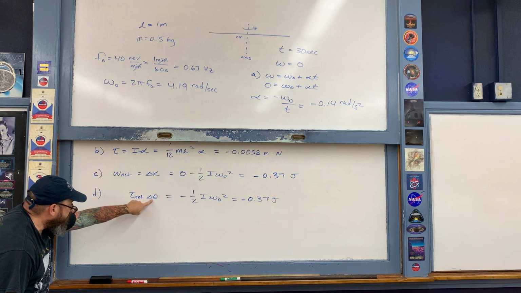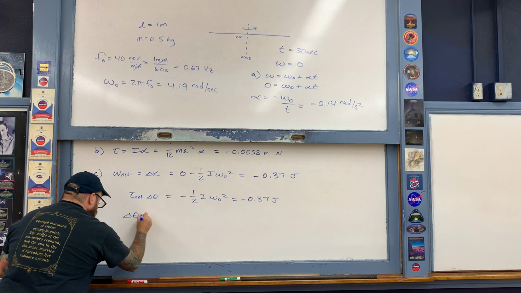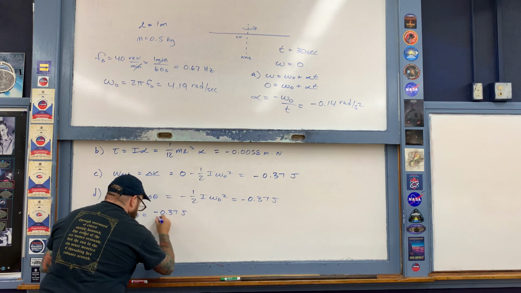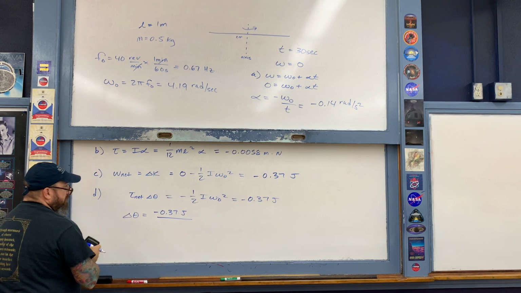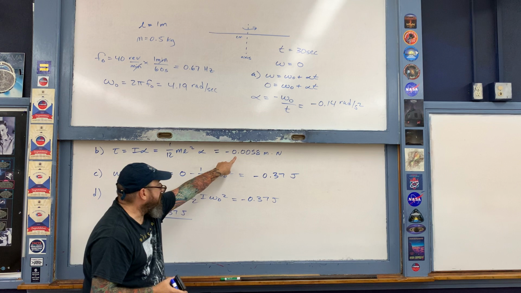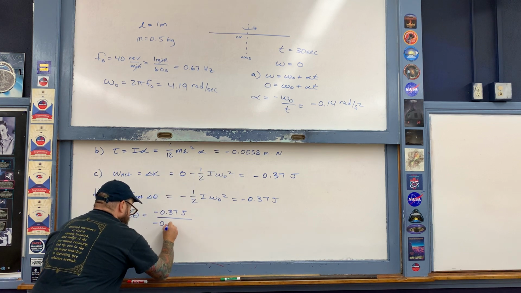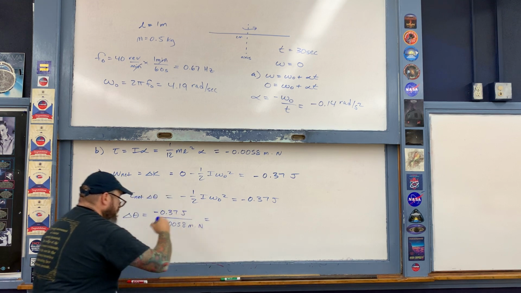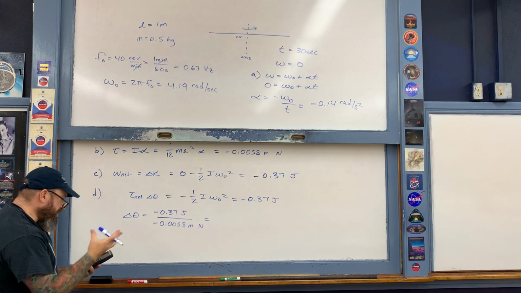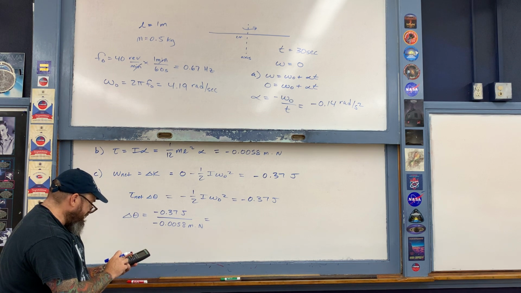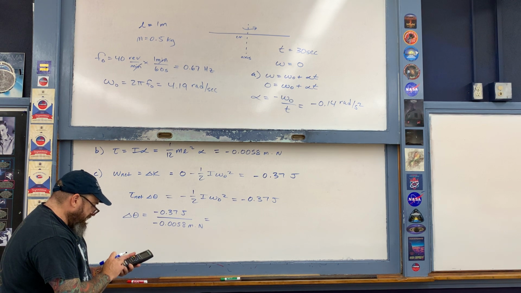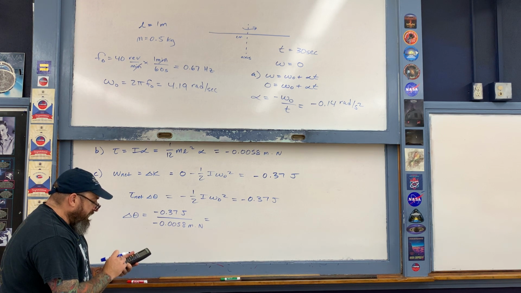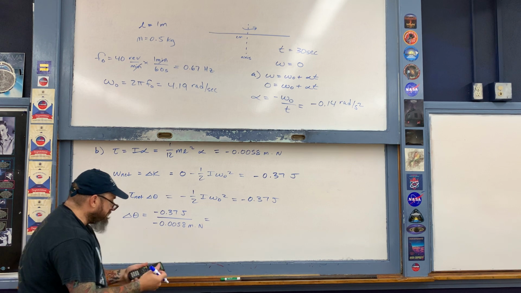So then, to find the angle, it's going to be this quantity here, and then we'll divide by the net torque. The net torque was this right here, and there's the negative sign. We'll end up with something in terms of radians here. Sometimes you've got to be a little bit careful with the negative signs, as I'm doing here. So divide by negative 0.0058. All the negative signs cancel out, and I end up with a total angle of 63 radians.